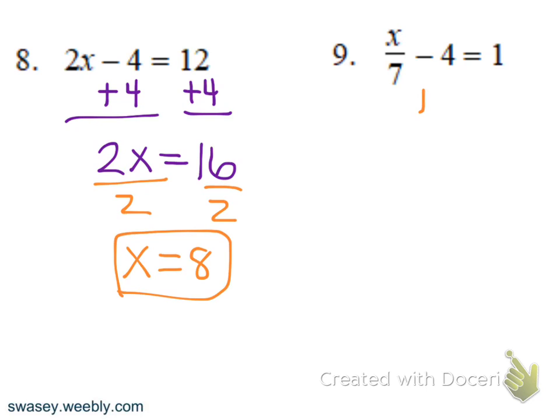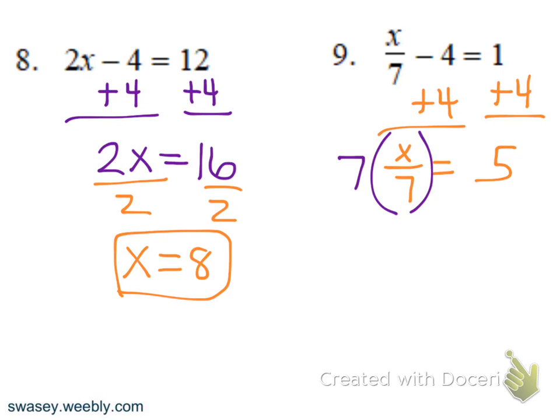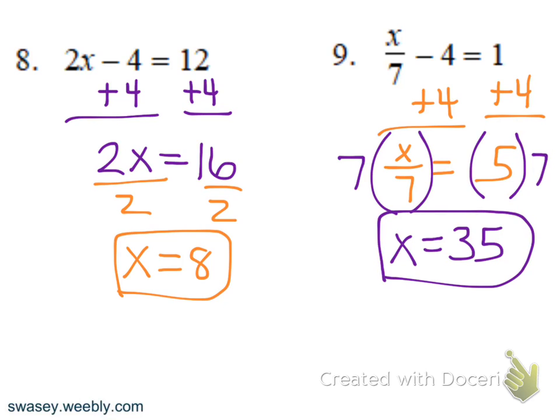To get rid of -4, add 4. 1 plus 4 gives us 5. To get rid of division by 7, we'll multiply by 7 on each side. So x equals 35. You can plug these back in to check them to see if they work.